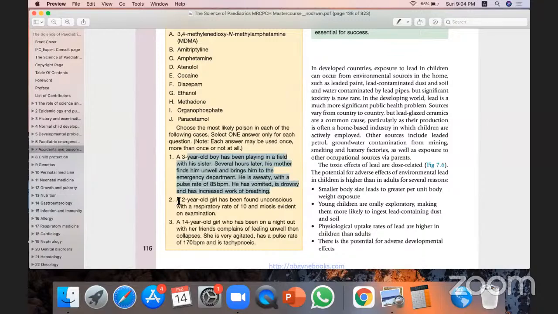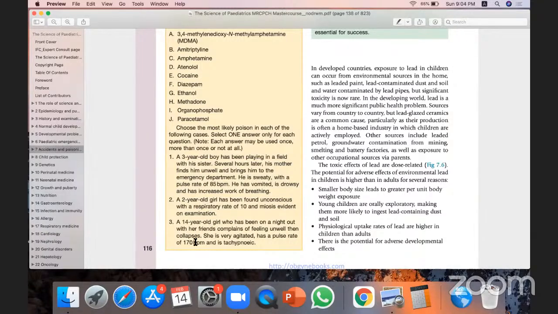The next question is a 2-year-old who was found unconscious with a very low respiratory rate and miosis. Death-like condition, miosis, respiratory depression. What kind of poisoning? Opiate, not cocaine. Cocaine is the reverse; cocaine causes hypertension. This is hypotension and bradycardia. This is opioid: methadone, pethidine, morphine. This is opioid poisoning, methadone poisoning.